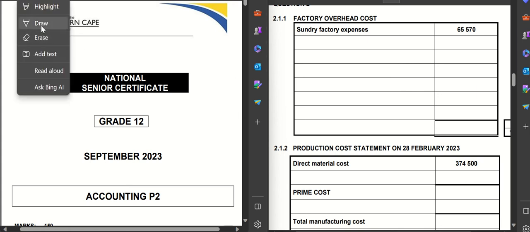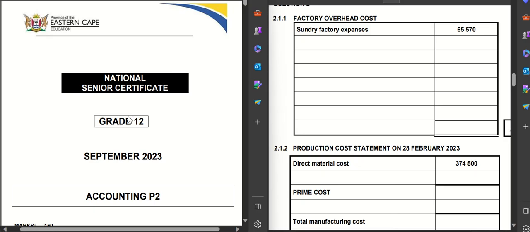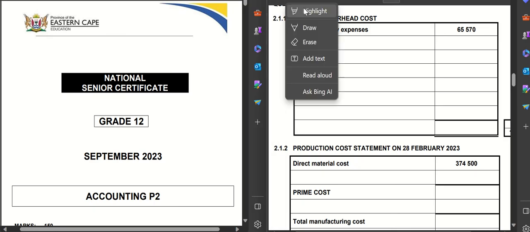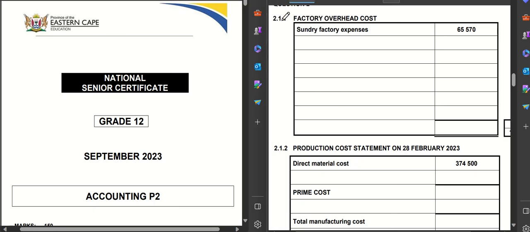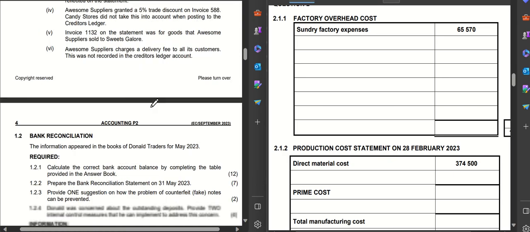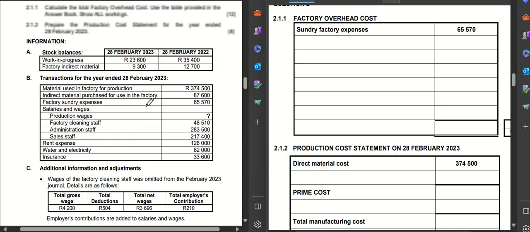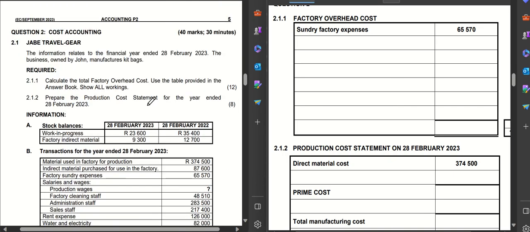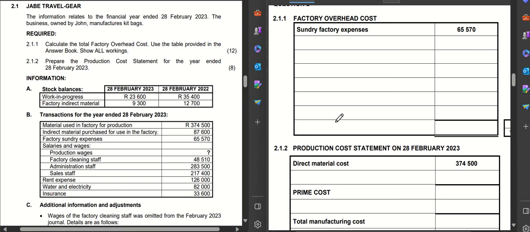So this is the Eastern Cape paper for the year 2023. We are also going to be focusing on the cost accounting adjustments. Alright, so I'll try not to do the entire thing. I'll just do certain adjustments so that we can see how we would have done these adjustments.